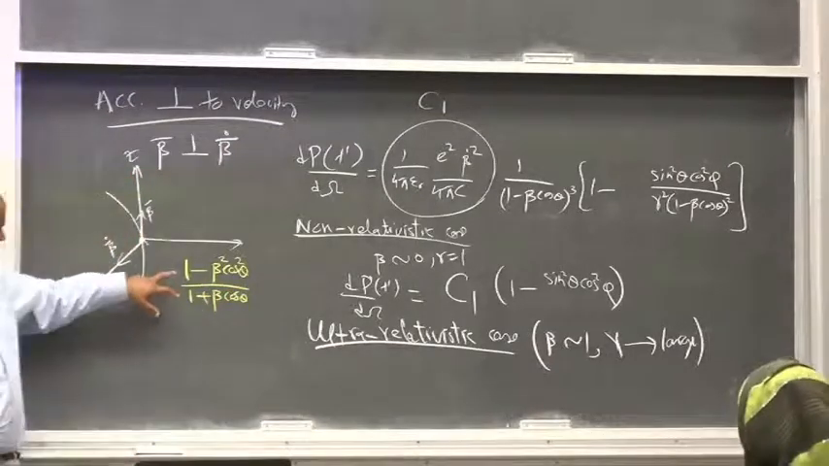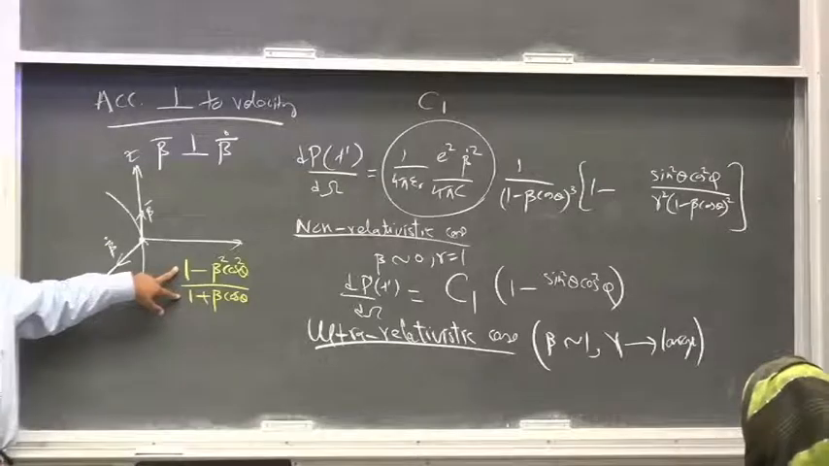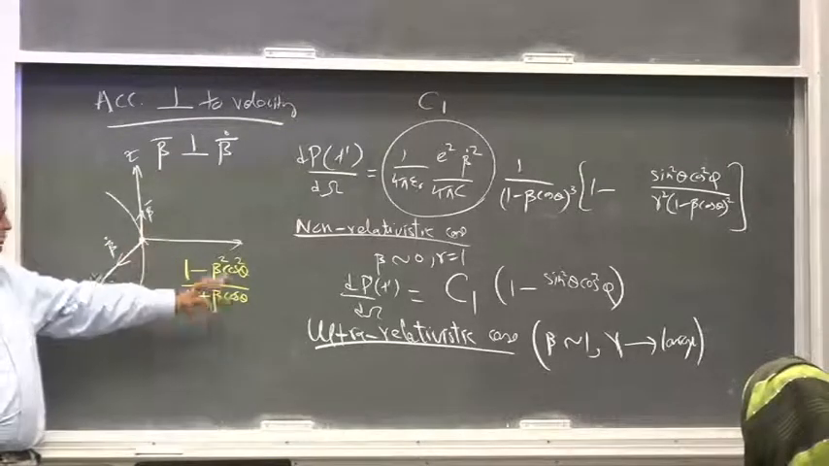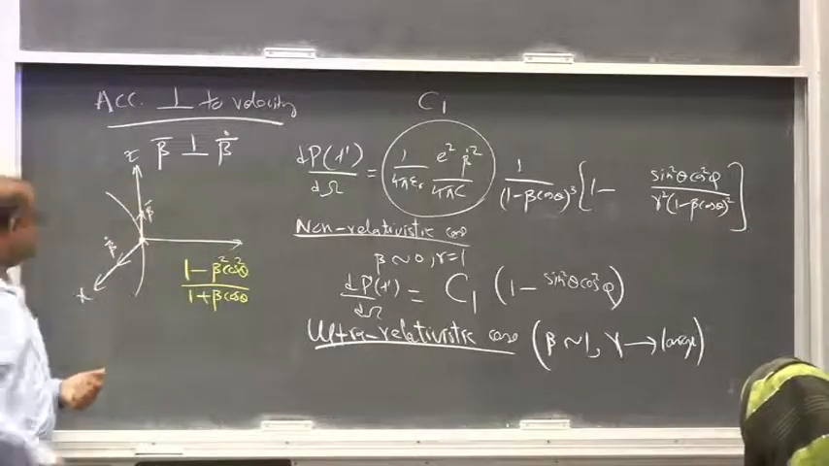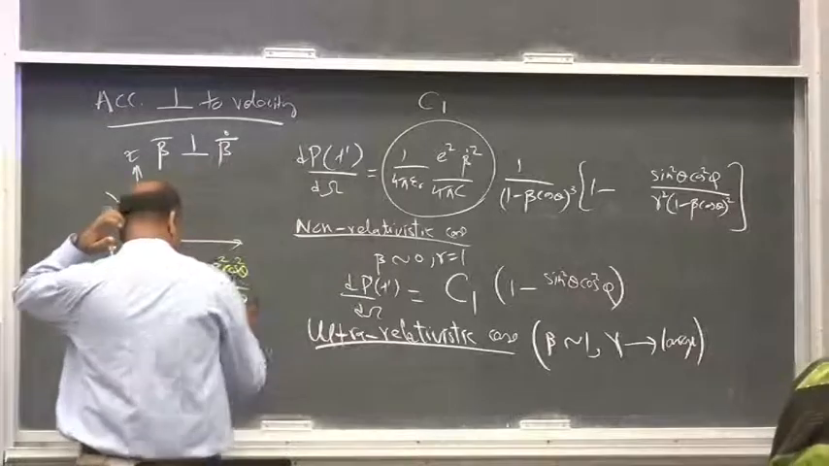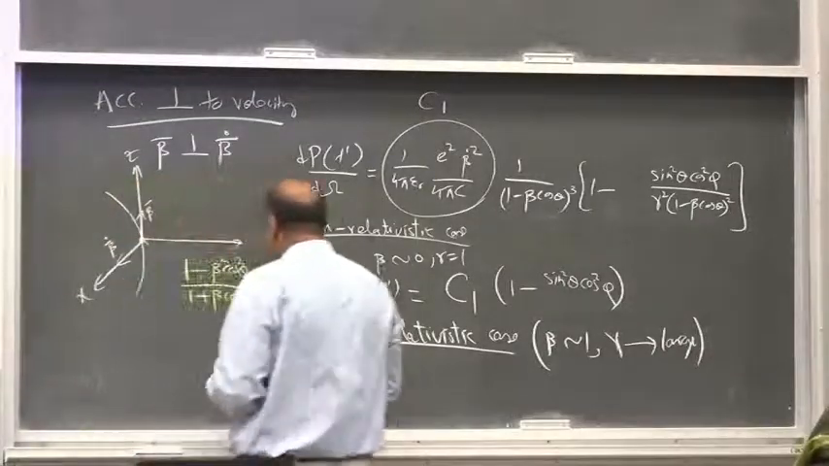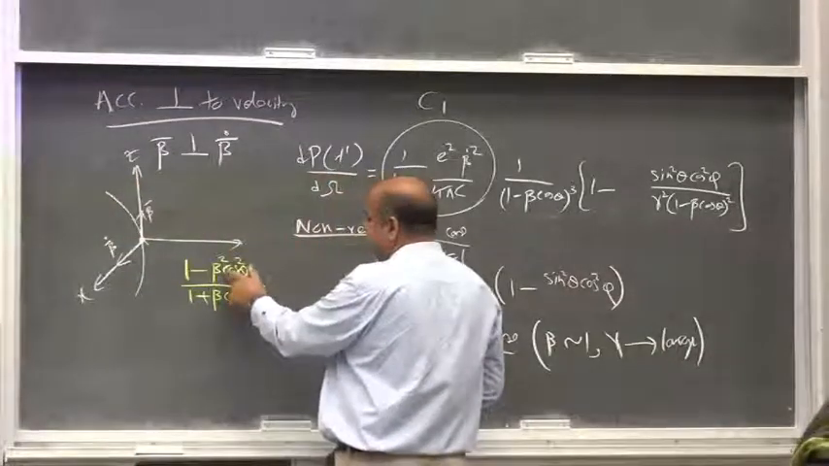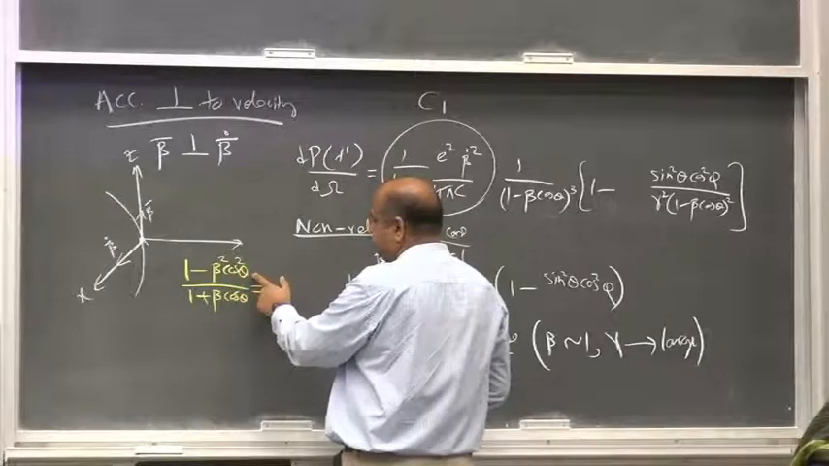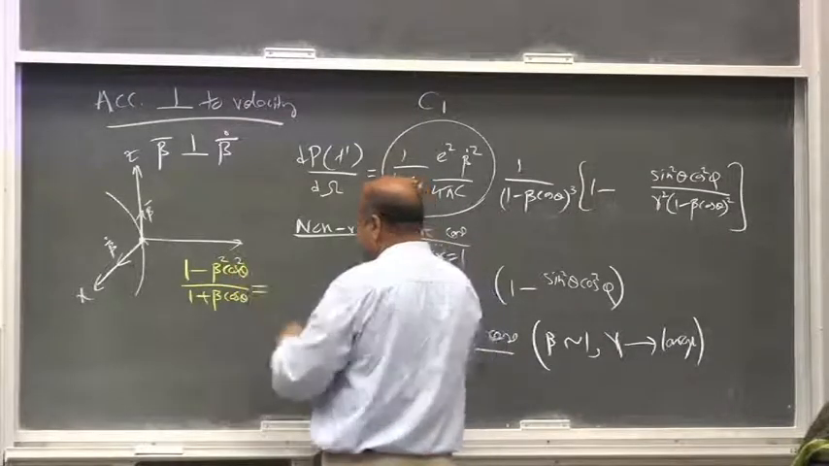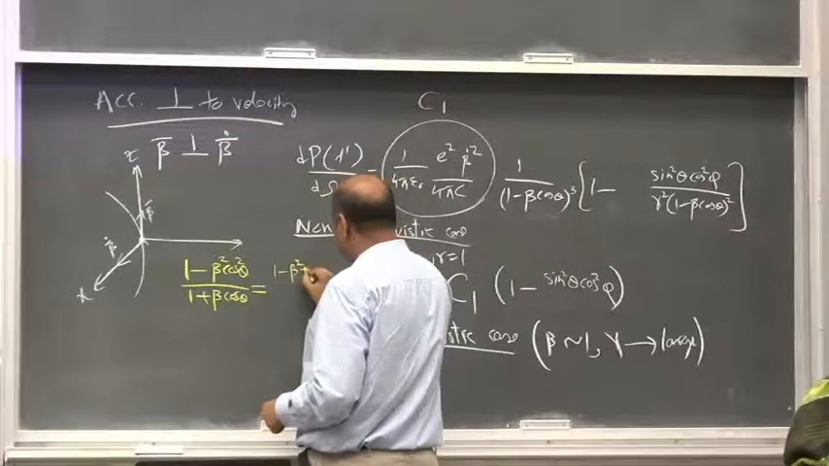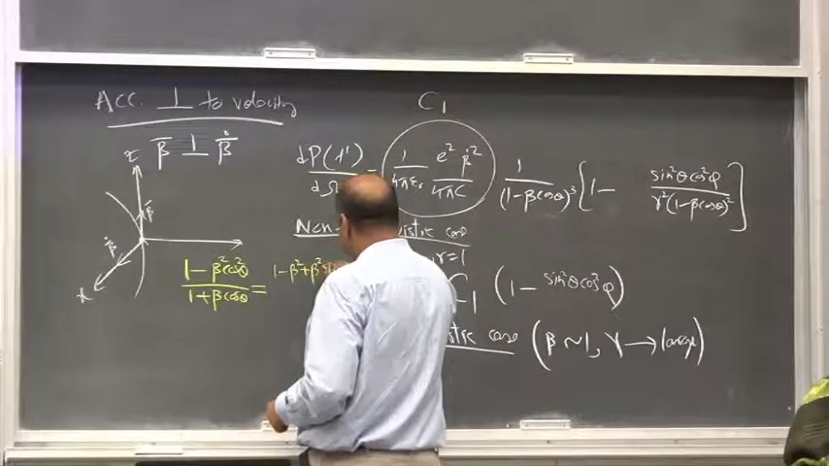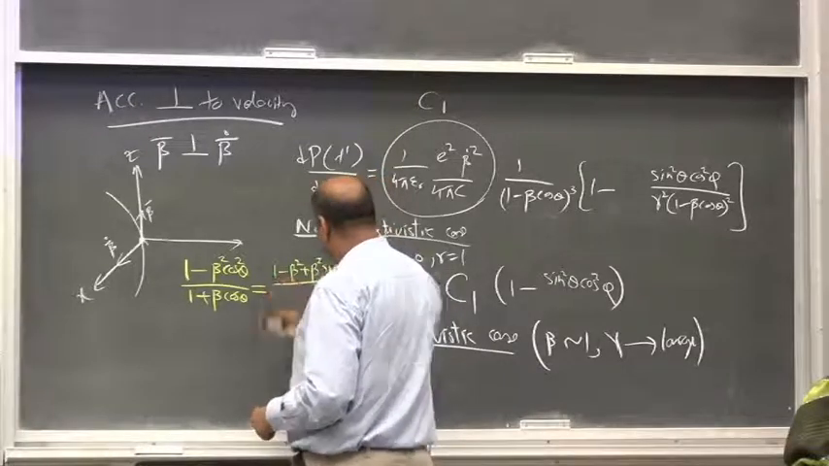Right? So this is still 1 minus beta cosine theta. नीचे 1 plus beta से मल्टीप्लाई कर दिया, ऊपर भी कर दिया. But now I can write this cosine square as 1 minus sine square. तो ये बन जाएगा 1 minus beta square plus beta square sine square theta.